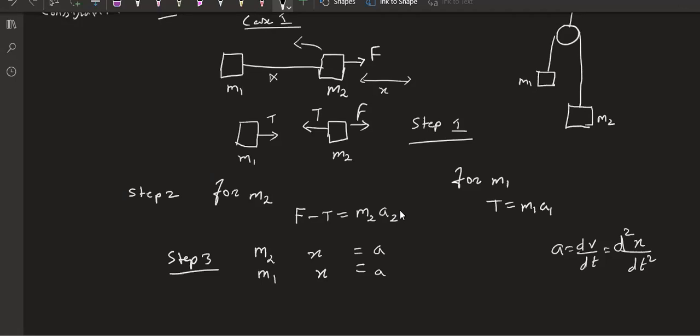Suppose I gave you this as a problem: the force applied here is 50 Newton. M1 is 10 kg, M2 is 5 kg. Find the acceleration of both masses M1 and M2. Try solving this.